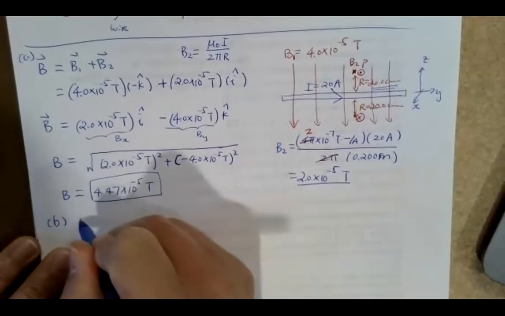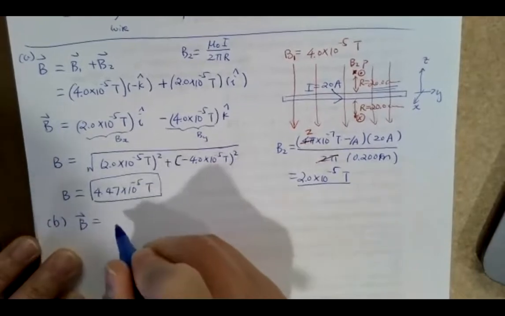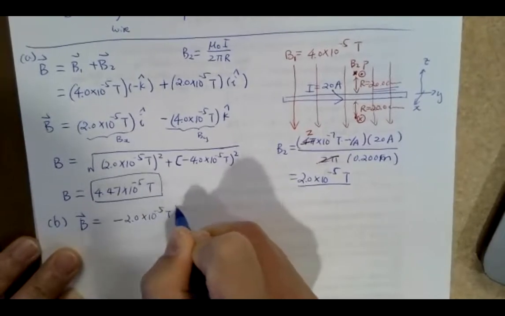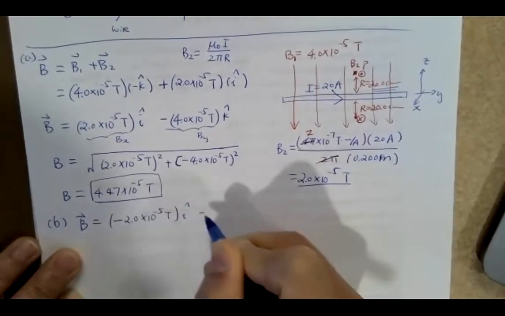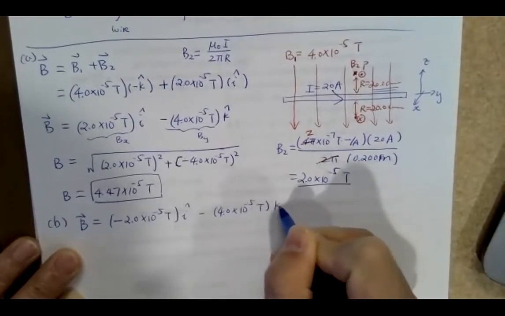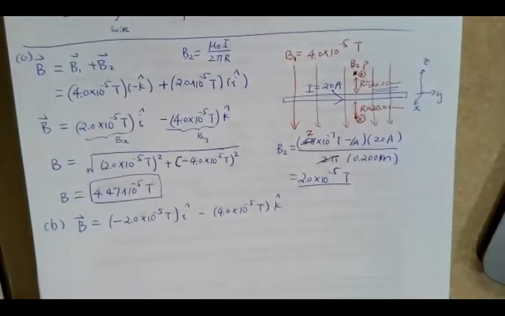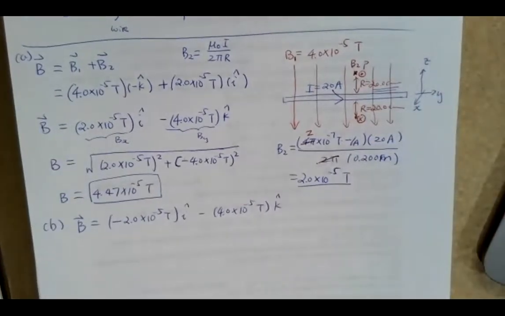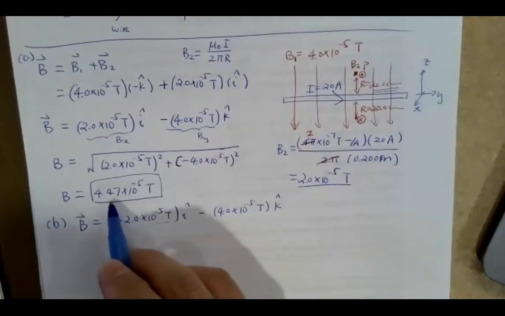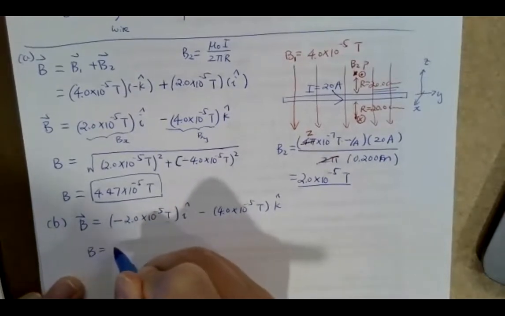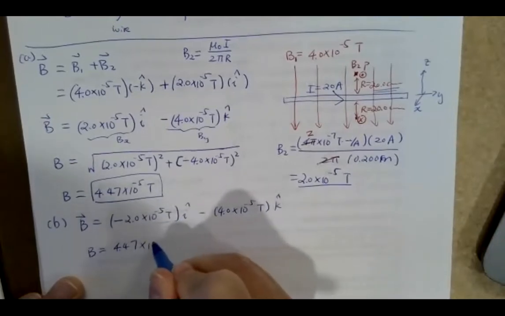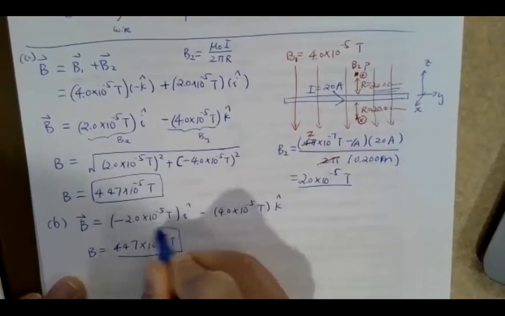So you can write it down quickly. This should be minus 2.0 times 10 to the minus 5 Tesla in the i direction, minus 4.0 times 10 to the minus 5 Tesla in the k direction. The k direction, the vertical direction, doesn't change. Because you only switch the sign here, the magnitude would not be changing. It'll be the same because you are doing the square of it and then taking the square root, so it'll still be the same magnitude.